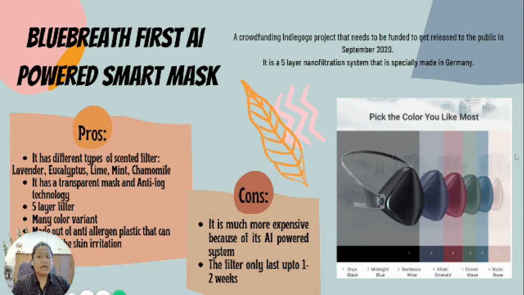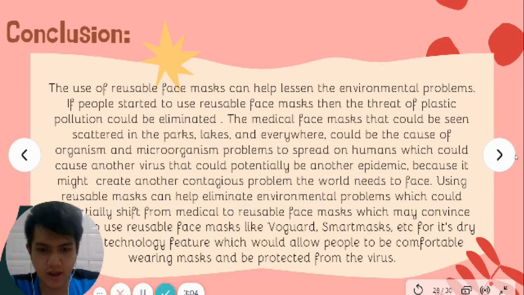can read the mouth. As I said before, it has 5-layer filtration. It has a lot of color variants, as you can see on the right hand, and it is made out of anti-allergen plastic that can lessen skin irritation. The cons are that it is more expensive because, as I said before, it is an artificial intelligence powered system. And another con is that the filter only lasts up to 1 to 2 weeks.